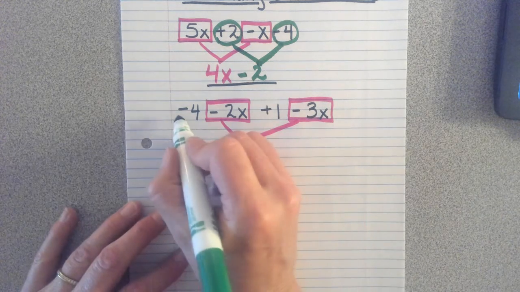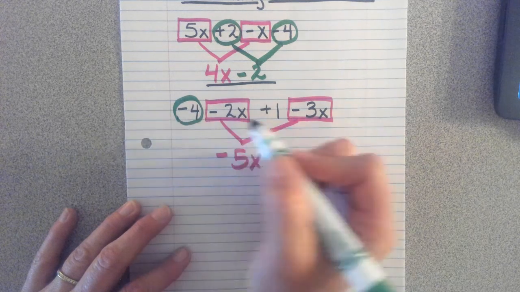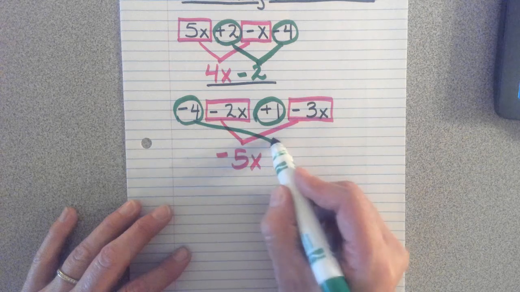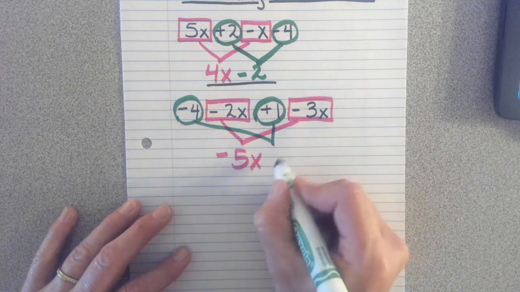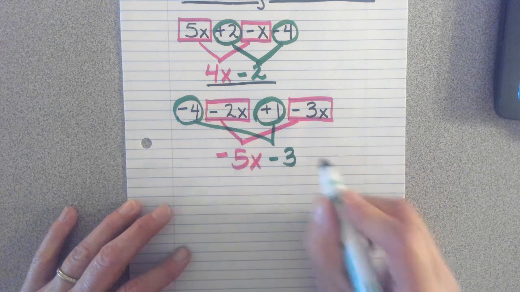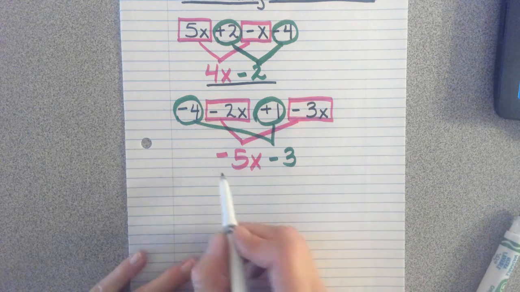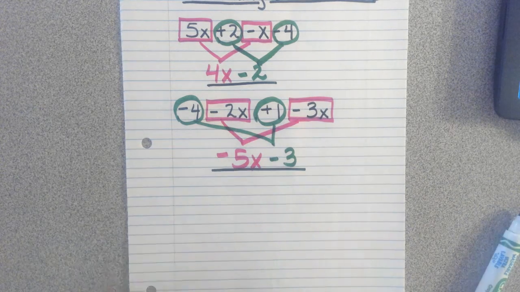Going to just the units, I've got a -4 and a +1. So if I combine 4 negatives and 1 positive, the negatives win by 3. Switch to black. That is my answer, -5x minus 3. Do not combine your units and your x's. Okay, let's do another example.